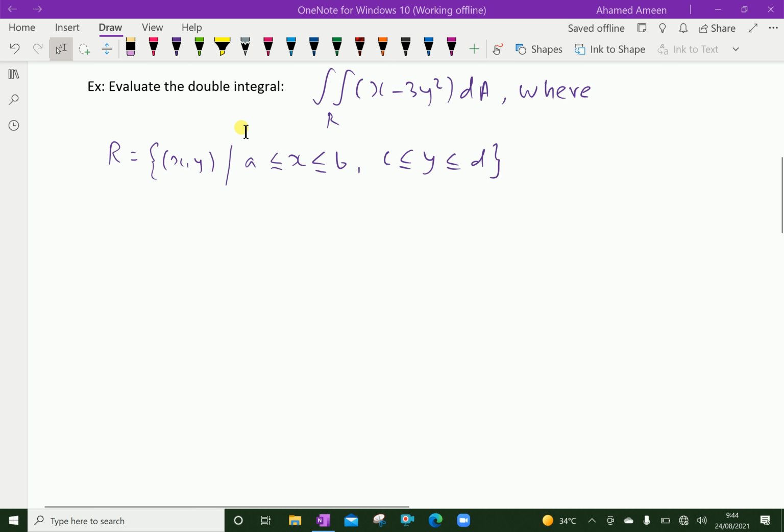Now let us understand this by using an example problem. Evaluate the double integral over region R of x minus 3y squared dA, where R equals (x, y), a is less than or equal to x less than or equal to b, and c is less than or equal to y less than or equal to d. Now let us do this problem.